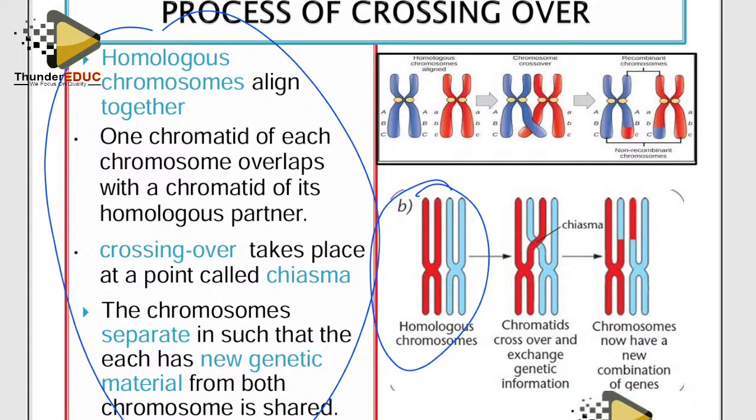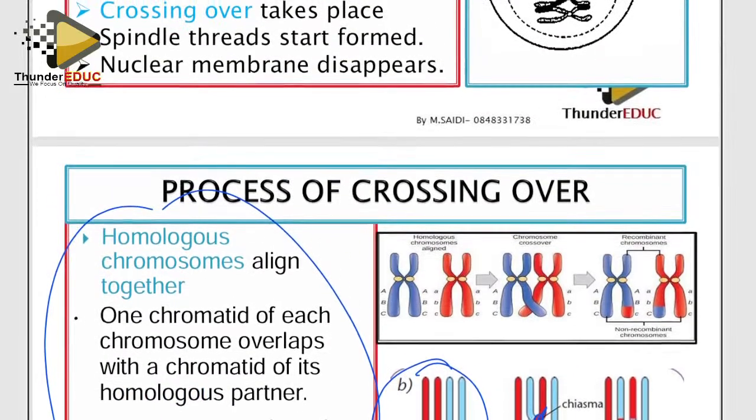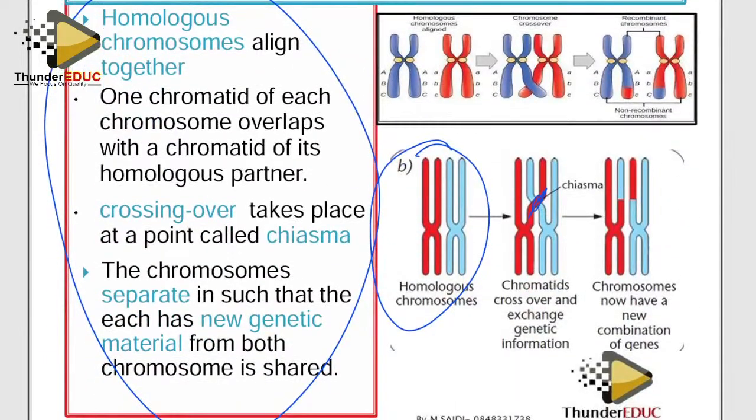But where do they overlap from? At a point called chiasma. Is it clear? It is a marking point. At a point called chiasma. So we give you another mark there. Then the chromosomes will have two new combinations, meaning that each of these homologous chromosomes, this one will have one part of this and this one will have one part of this. That is the function of crossing over.